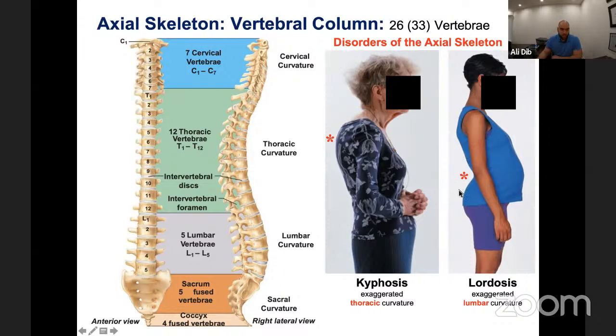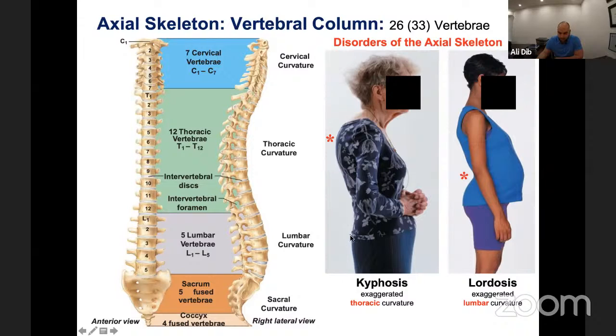So one of the ways to curtail a lordotic posture is to work more on core control. You get that core nice and strong. It's going to cause a little bit of contraction here, and it will offload that lordosis. It will decrease that curvature over time.